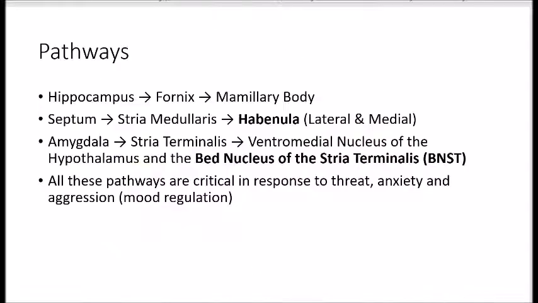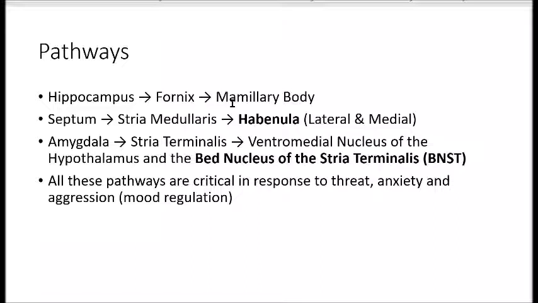Now, we've already talked about the hippocampus to the fornix and the mammillary body, and then of course on to the anterior thalamus, to complete the Papez circuit. Two other pathways I want you to know are from the septum to the stria medullaris to the habenula, and coming out of the septum will include that input from the nucleus accumbens.